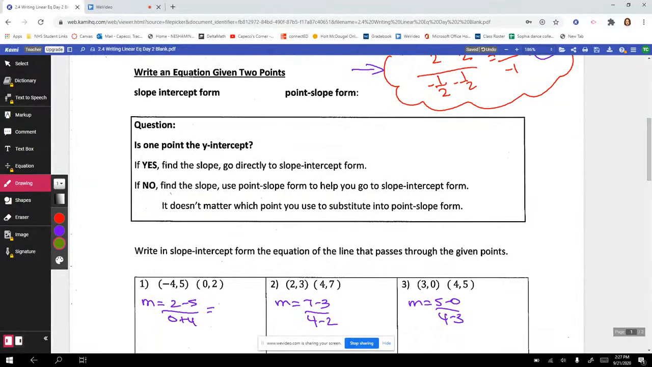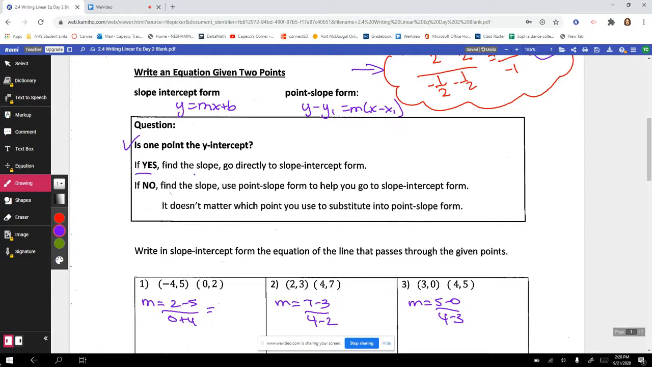Write an equation given 2 points. Well, we have 2 options here. If I can go right into slope-intercept, y equals mx plus b, that's always easier. If not, I have to use point-slope. And a reminder from last lesson, that's y minus y1 equals m times the quantity of x minus x1.